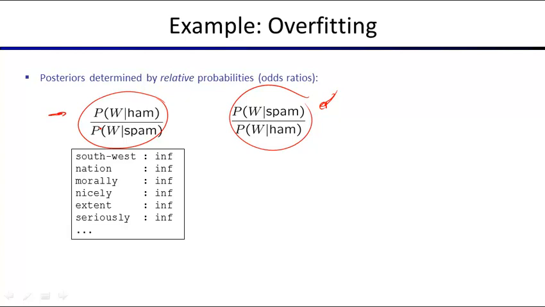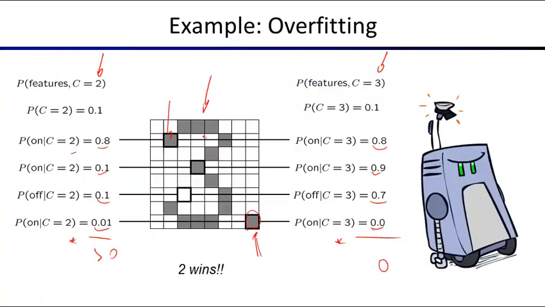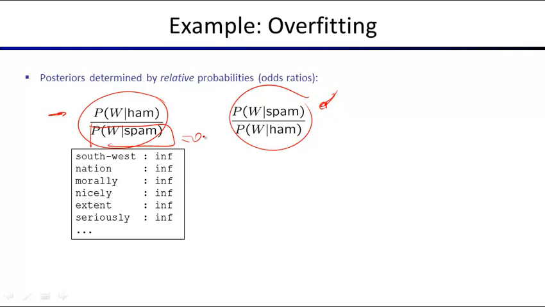It means that this quantity here was equal to 0 for these words, meaning that none of the spam emails had this word in it. You just took the empirical frequencies, so they got that 0, very similar to the 3 having the 0 down there. You get that ratio of infinity. Once you see one of those words, you're going to always call for ham.